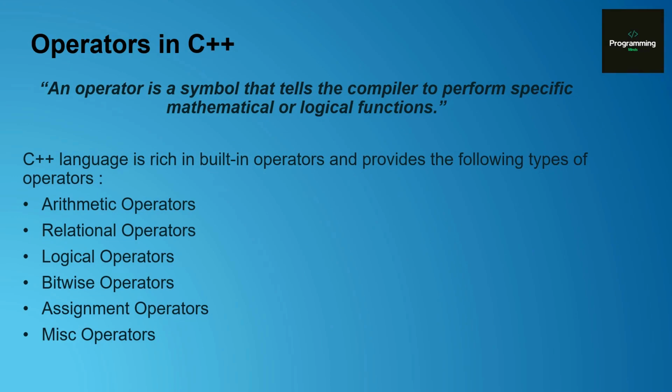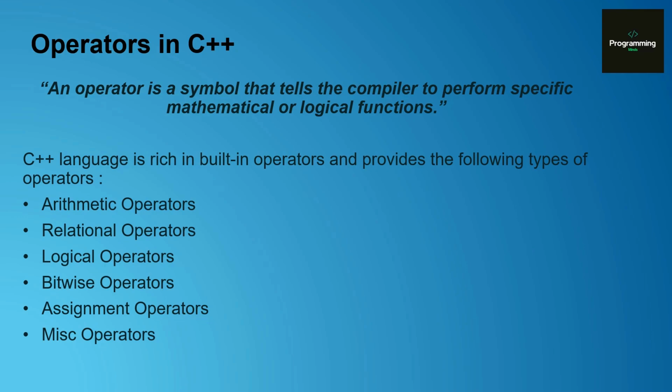So in this lecture we are going to look into operators in C++. So what is an operator? An operator is a symbol that tells the compiler to perform specific mathematical or logical functions. It simply means operators are used to perform operations on different variables and operands.